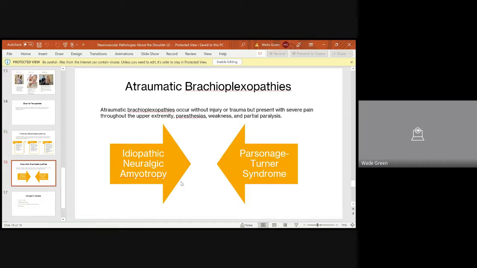So here's the deal. There is a subset of brachioplexopathies that are atraumatic. Remember, we talked about how with nerve compression, it can actually be due to the nerve itself increasing in diameter in response to longitudinal stress. That's called idiopathic neuralgic amyotrophy. So that's an increase in diameter of the nerve. I'll give you a minute to write that down: increased diameter of the nerve due to longitudinal stress.